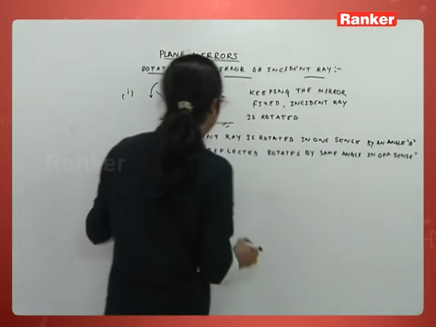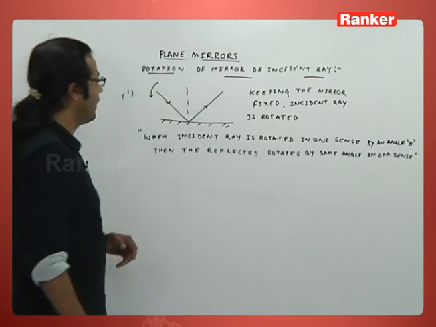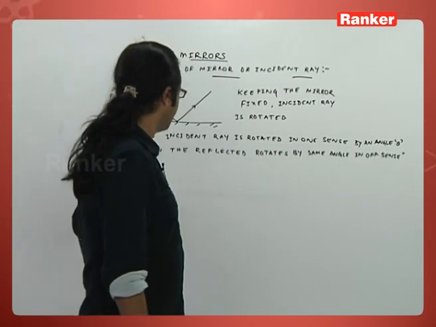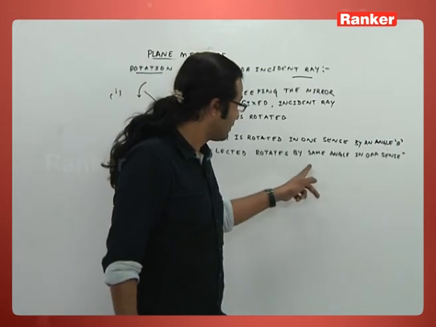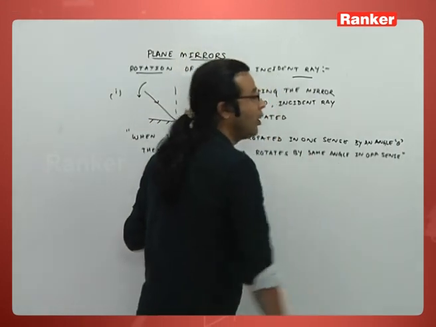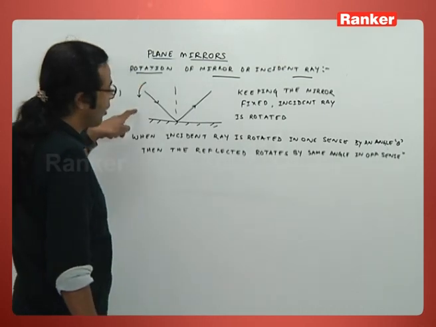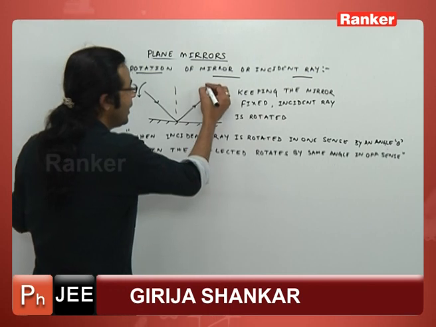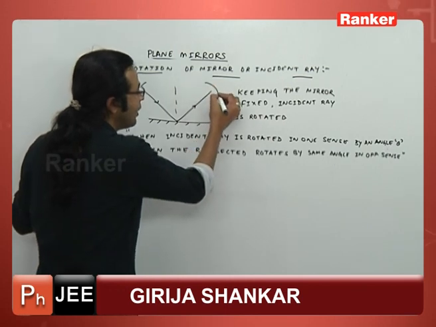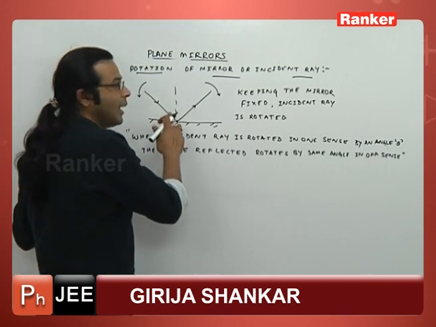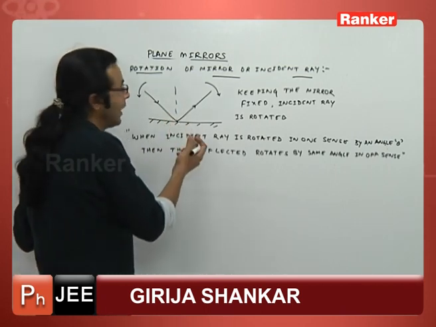This you have to remember. When the incident ray is rotated in one sense by an angle theta, then the reflected ray rotates by the same angle in the opposite sense. That means here the incident ray is rotating in the counterclockwise direction. So here the reflected ray will rotate in the clockwise direction, because the angle of incidence must be equal to the angle of reflection.